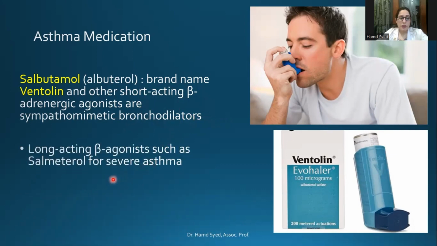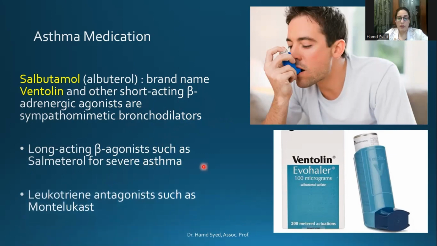Long-acting beta agonists such as salmeterol can also be given for severe asthma, and it is also given in combination with leukotriene antagonists such as montelukast. Leukotriene antagonists are given to counter the inflammatory process, as they prevent the release of leukotrienes, the mediators of inflammation, from the leukocytes.